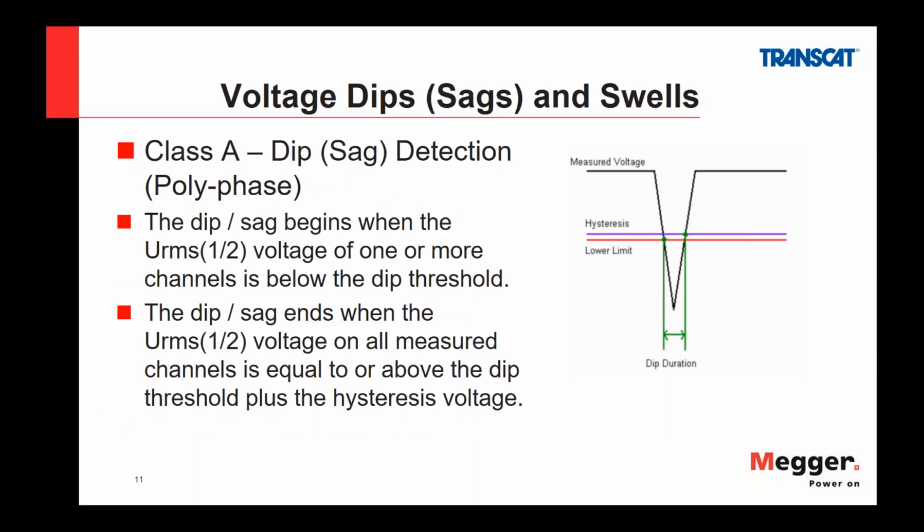On a polyphase system, the sag will begin when the RMS voltage of one or more of the phases is below the dip threshold, and it does not come back up until all the phases are equal to or above the dip threshold plus the hysteresis. The dip and sag detection on a polyphase system is the same as a single phase system, except all three phases need to be within the threshold plus hysteresis, and the standard value for hysteresis is 2%.